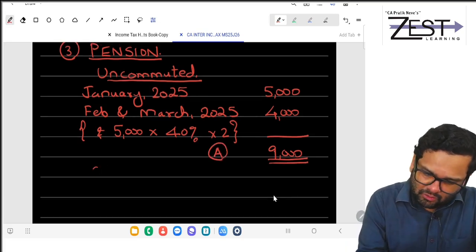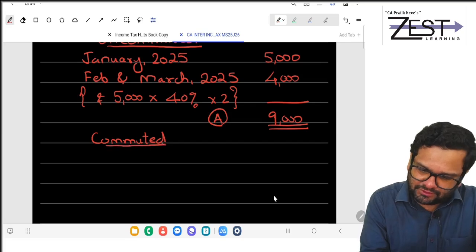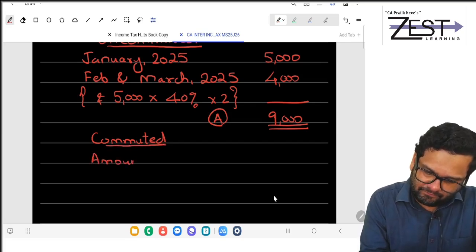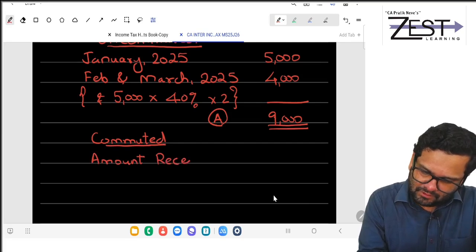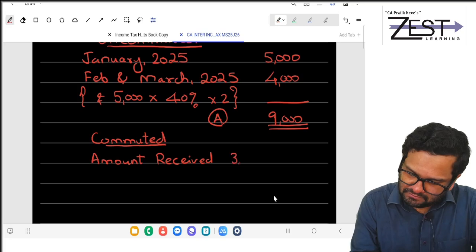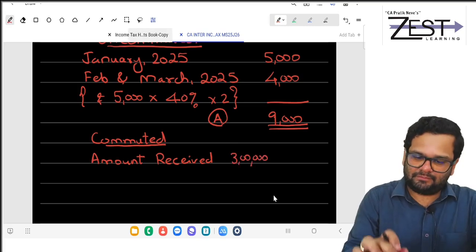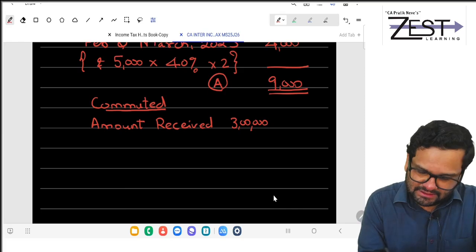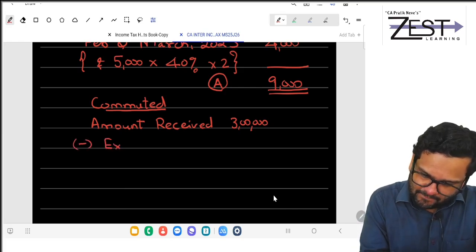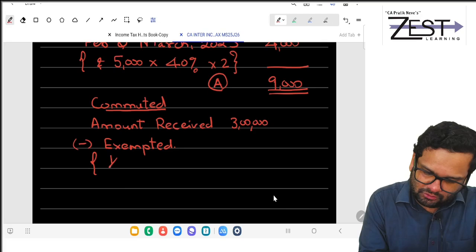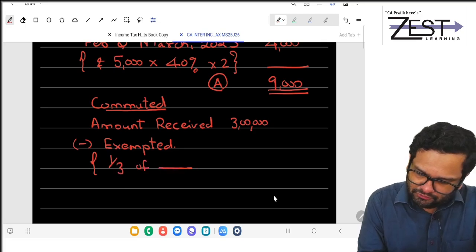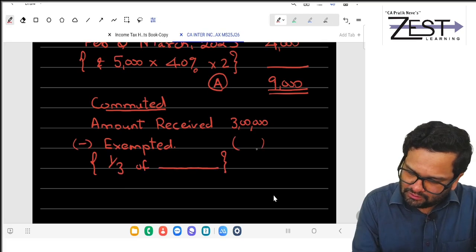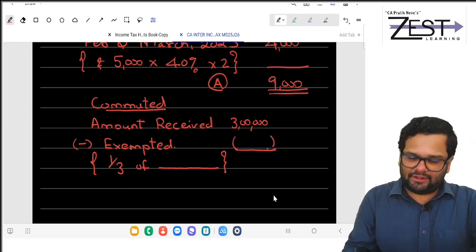And go for commuted now. What is the commuted pension amount received? Friends, what is the amount received? Okay. 3 lakh, less exempted. You are receiving gratuity also. So 1/3 of dash. I'll find it out.